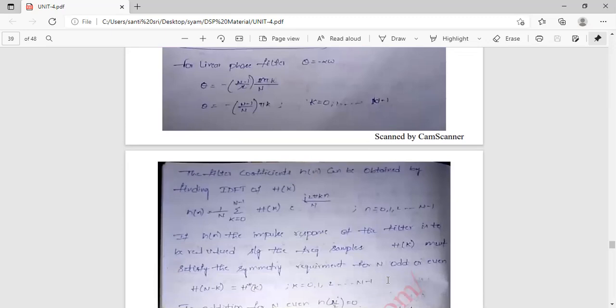So the filter coefficient h of n can be obtained by finding the inverse discrete Fourier transform of h of k. So h of n equal to 1 by n into sigma k equal to 0 to n minus 1 h of k into e power plus j 2 pi k n by n, where n is varying from 0 to n minus 1. Okay.